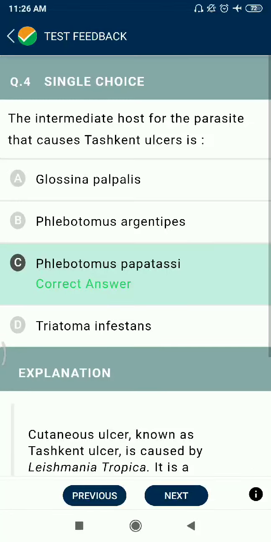Question number 4. The intermediate host for the parasite that causes Tashkent ulcers is Phlebotomus papatasi.